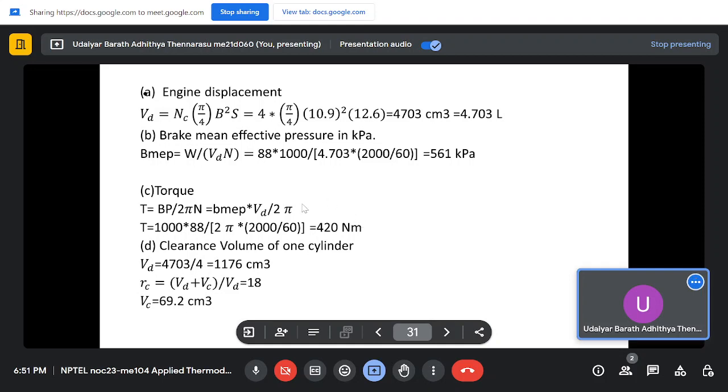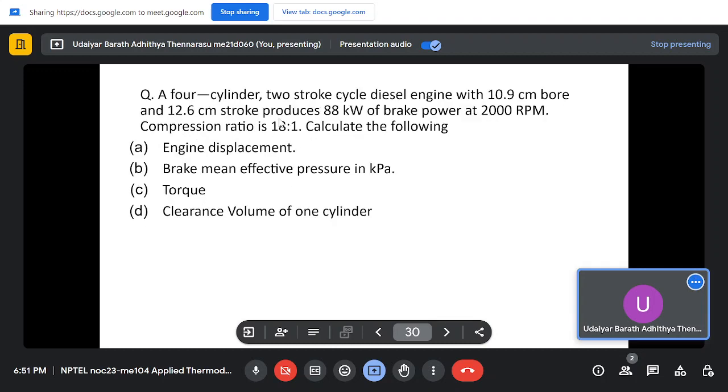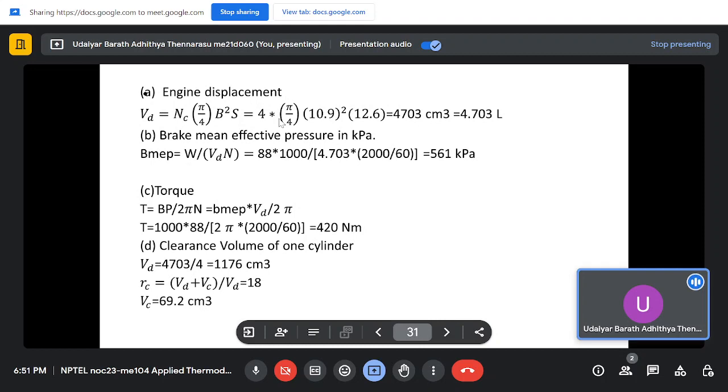So the next question was to find out the clearance volume of one cylinder. As you can see, we know the compression ratio, and compression ratio is nothing but the total volume by clearance volume, and you can also write total volume as clearance volume plus the displacement volume. We have calculated displacement volume for 4 cylinders. Now we need displacement volume in a single cylinder, so we divide the displacement volume by 4. So we get 1176 centimeter cube. This is the displacement volume or swept volume in a single cylinder.